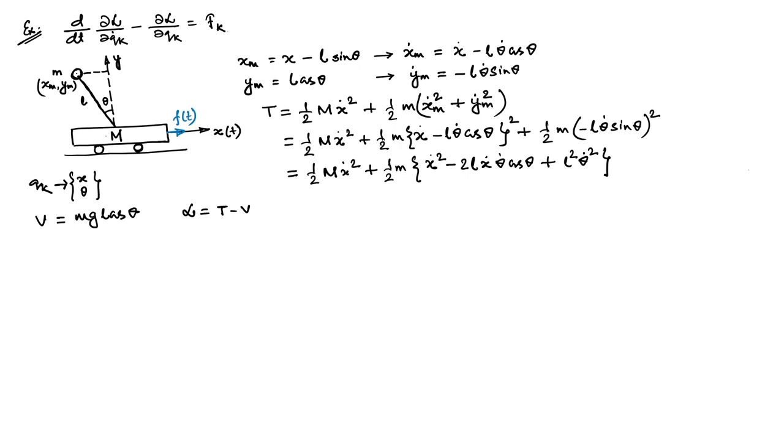Now, if I just write down this expression, this will be half (M plus small m) x dot square plus half m l square theta dot square minus m l x dot theta dot cos theta minus m g l cos theta.